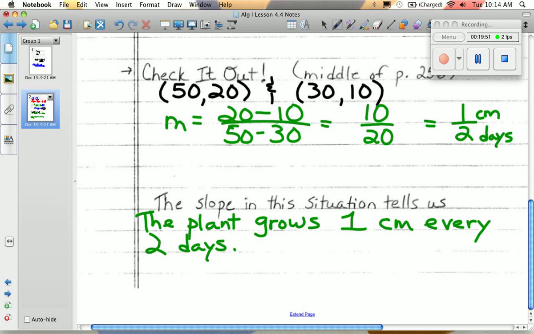So in reality, how much is it growing every day? Yeah, 1/2 centimeter, 0.5 centimeter. Okay. So that would be another way we could state it, actually, too. That would not be incorrect. Okay, any questions? Then you get to work on your homework practice for this.